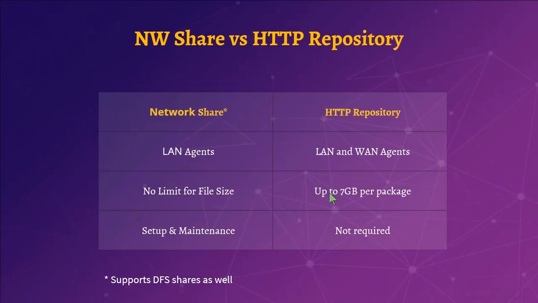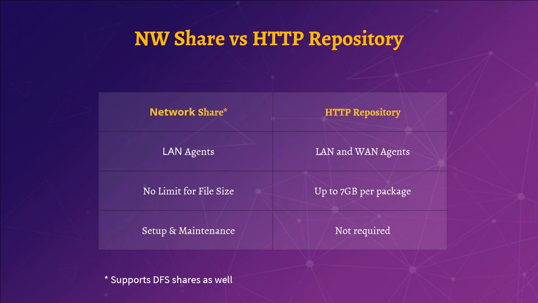Now, when I said repository, we have two types of repository. One is a network share. The other one is an HTTP type of repository. The difference is, when you use a network share, the agent contacts the share and installs the application directly from the network share. In the case of an HTTP type of repository, the agent downloads the application completely to its side and then proceeds with the installation.